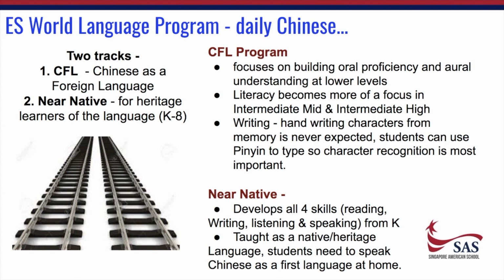Students in the regular daily language classes are not expected to memorize characters to write by hand. They are taught character recognition and learn pinyin so that they can type in Chinese. The Near Native program is designed for students who are first language speakers of Chinese at home, who come from fully Chinese-speaking families. The NN track is developed from kindergarten to grade 8, and students focus on all 4 language skills: listening, speaking, reading, and writing from the very first day of kindergarten. In this program, students are expected to write characters from memory, and they are taught in an immersive, native-speaking environment.